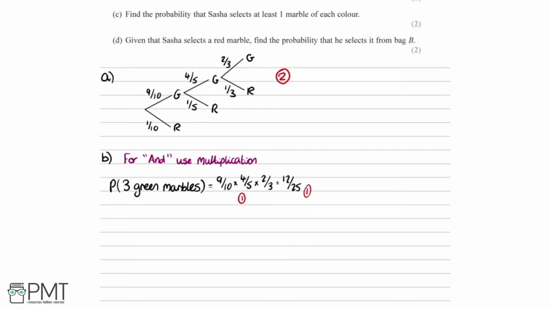Now part C says, find the probability that Sasha selects at least 1 marble of each colour. I'm going to use the tree diagram to help visualise this a little bit. So we know that from the first bag he has to choose green, because if he chooses red, then that's a dead end.